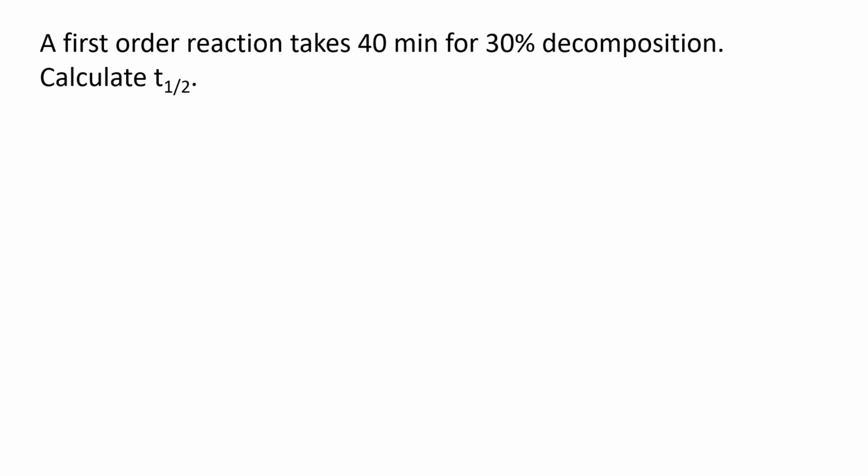Next. Now you take this question, a first order reaction, this one you take as an assignment. A first order reaction takes 40 minutes. T is given as 40 minutes. Now they are asking to calculate T half here. Now 30% of decomposition is taking place here. So for example, you take R naught is equal to 100%. Now R is equal to how much will you take? Because 30% decomposition is taking place, how much is remaining? 70%.